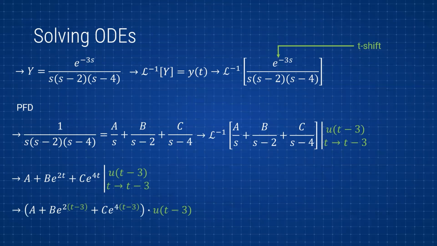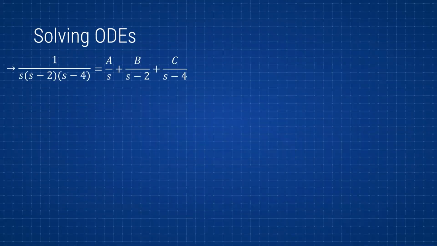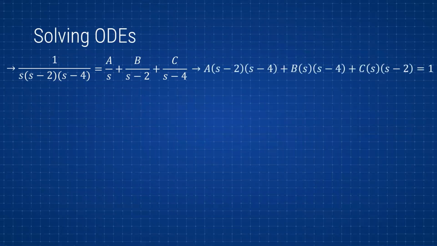And now all we need to do is find the constants a, b, and c by continuing solving for the PFD. So to solve for a, b, and c, all we do is cross multiply. So we're going to multiply a times s minus 2 and s minus 4, b times s minus 4, and c times s minus 2. Doing that, they will all have the same denominator in the bottom.